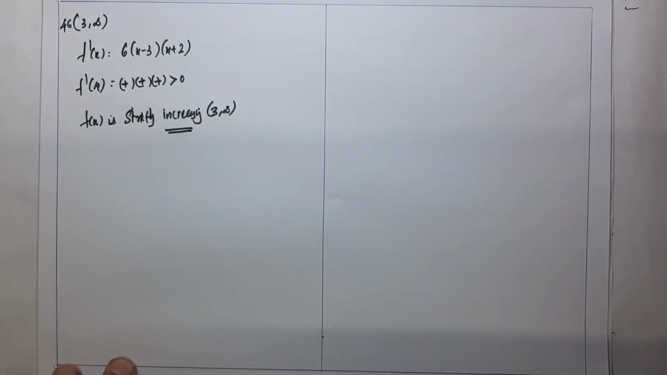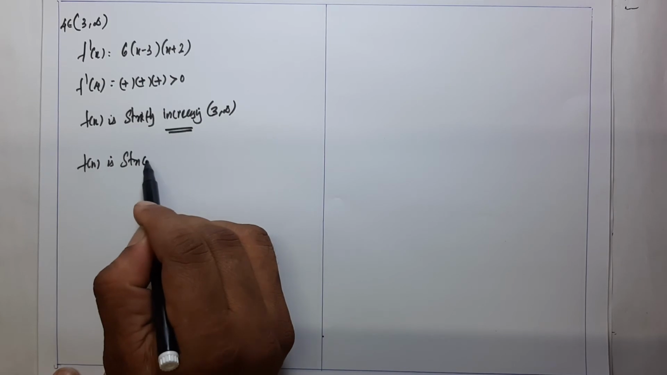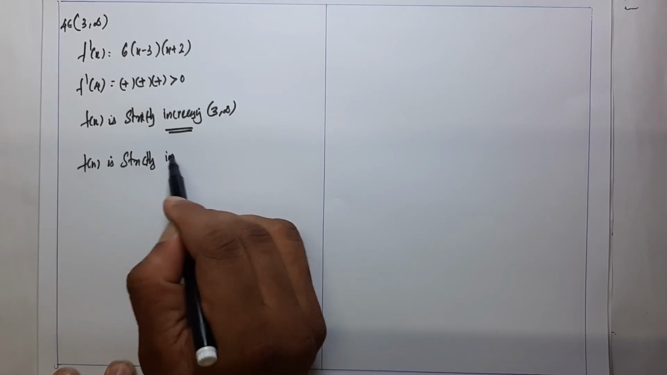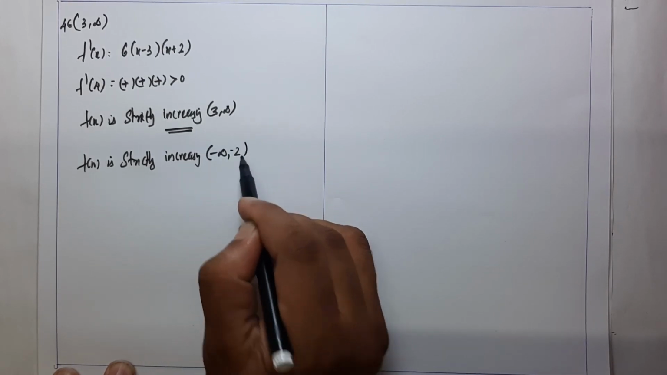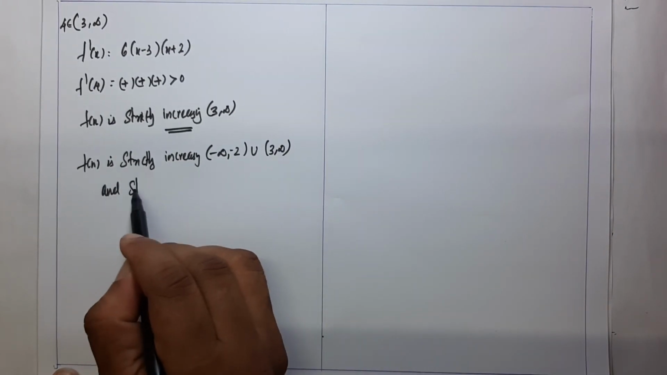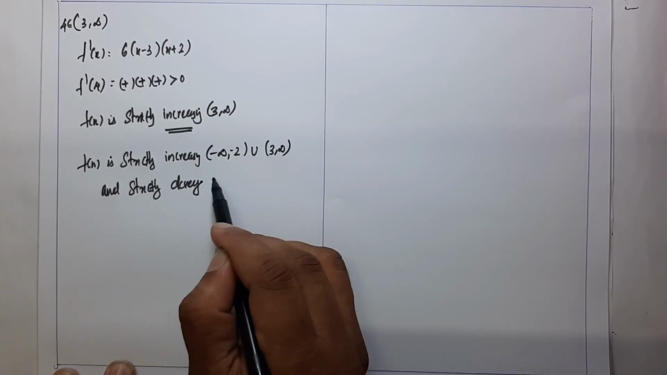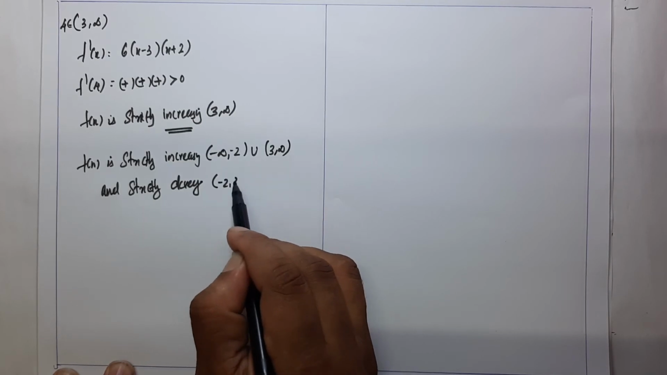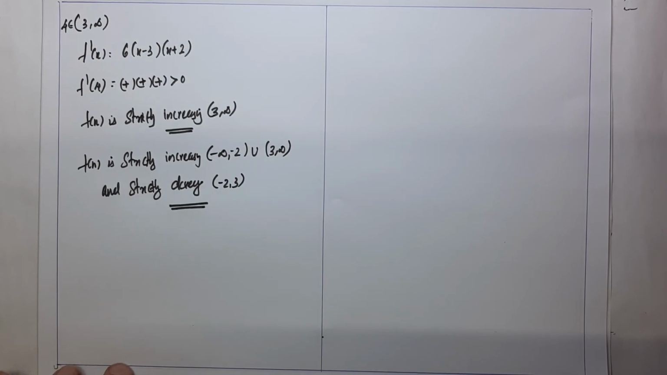Okay, now lastly we combine to form our answer: our function f of x is strictly increasing in the interval minus infinity to minus 2 union 3 to infinity, and strictly decreasing in the interval minus 2 to 3. That's all. Actually it's a very simple question, but it's also a very important question. Now we'll discuss one more question of this type.